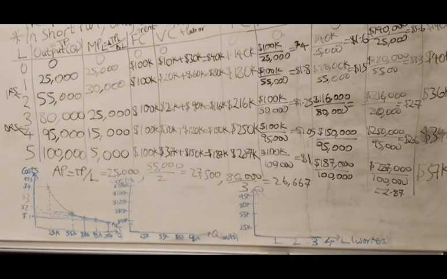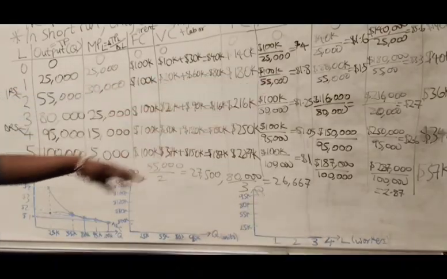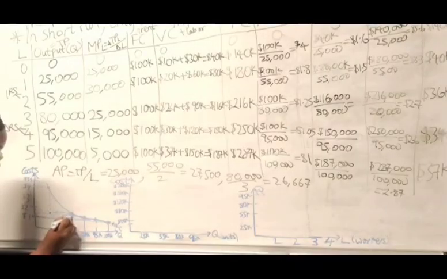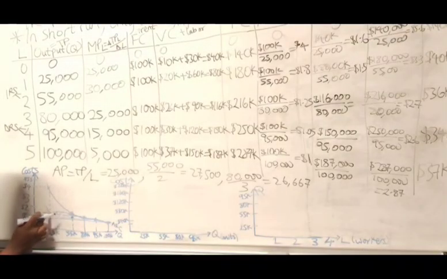How about your average variable cost? It starts off at $1.6 for 25k. So $1.6 will be somewhere here. The next point will be $1.5, slightly lower. But if we continue with that trend, your average variable cost is going to look something like this.